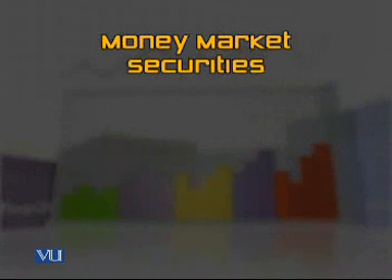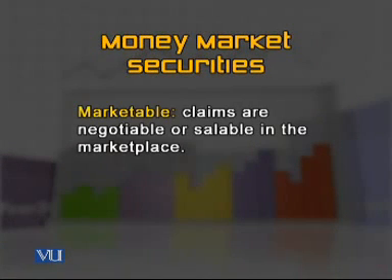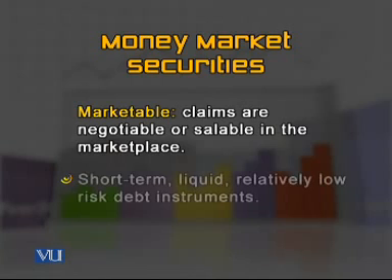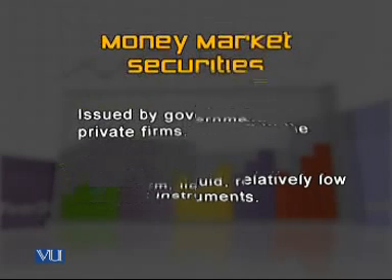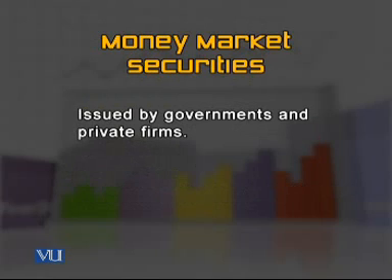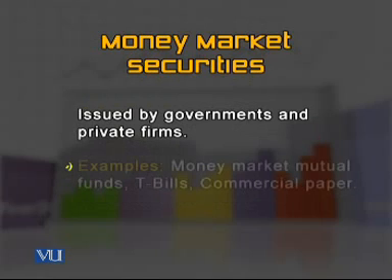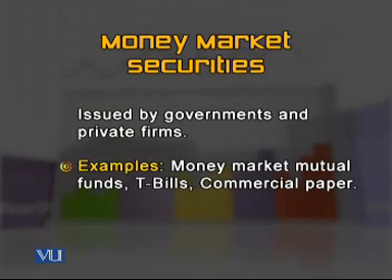So you could be looking at money market securities as being marketable. The claims are negotiable or saleable in the marketplace. These are short-term, liquid, relatively low-risk debt instruments issued by governments or private entities, corporations. An example would be a money market mutual fund. Another example would be a treasury bill, more commonly known as a T-bill, or commercial papers.